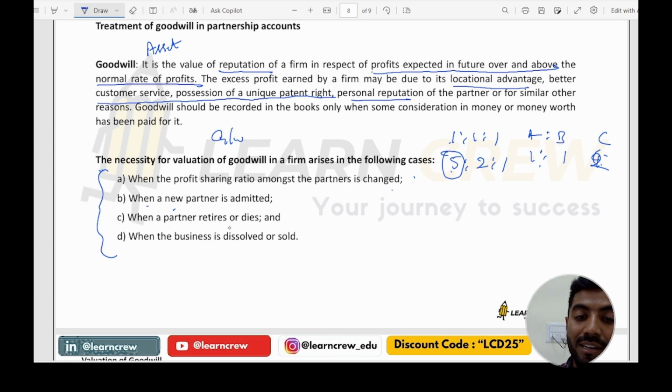Third, when a partner retires or dies. Whenever a partner retires, the old partners will be getting some shares from the retiring partner. So basically it is called the gaining ratio. In that case also goodwill arises. Fourth, when the business is dissolved or sold, that is basically dissolution. In that case also goodwill arises. So these are the 4 cases where goodwill arises.